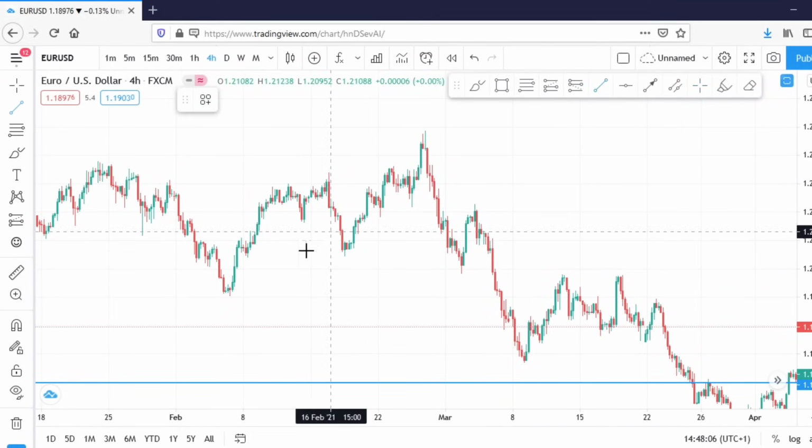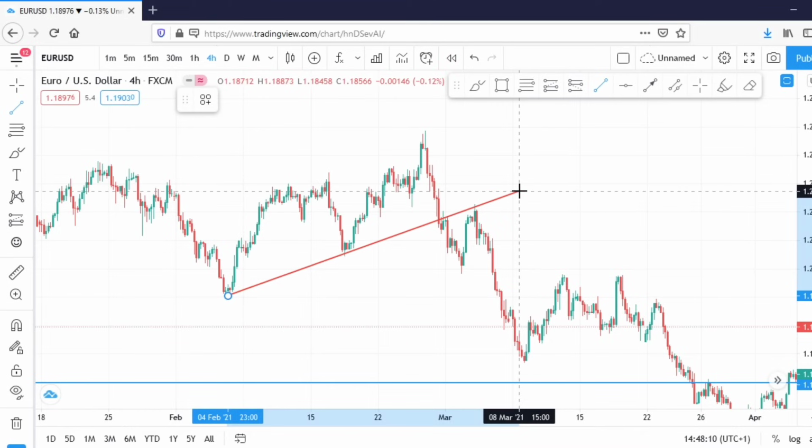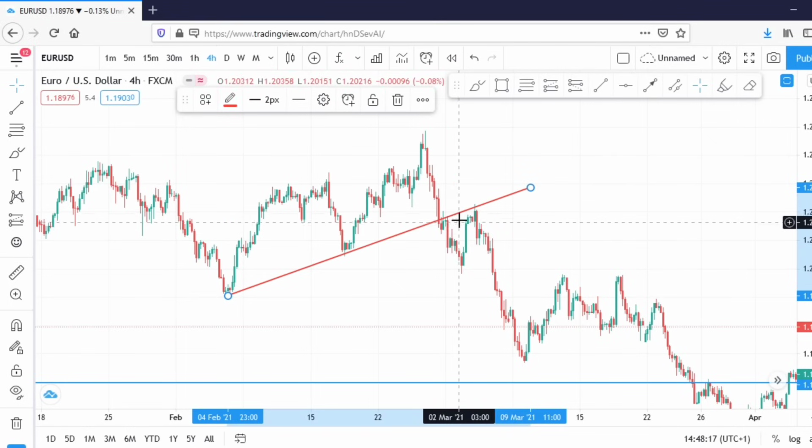Okay, so this is another one that happened in the past. This was a break to the downside, a break and retest. So there was 1 touch, 2 touch, and on the 3rd touch there was a break. Price came down here, and then went back up to retest this level.